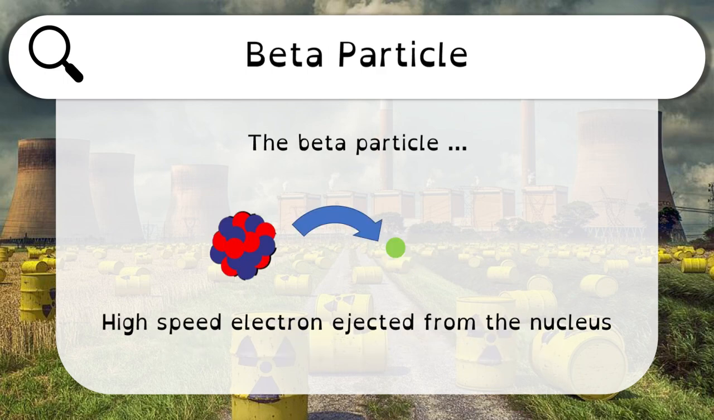A beta particle is also released from the nucleus, and it's a high-speed electron. In fact, something strange happens. One of the neutrons from within the nucleus turns into a proton, and at the same time ejects a fast-moving electron, and that is what we measure.